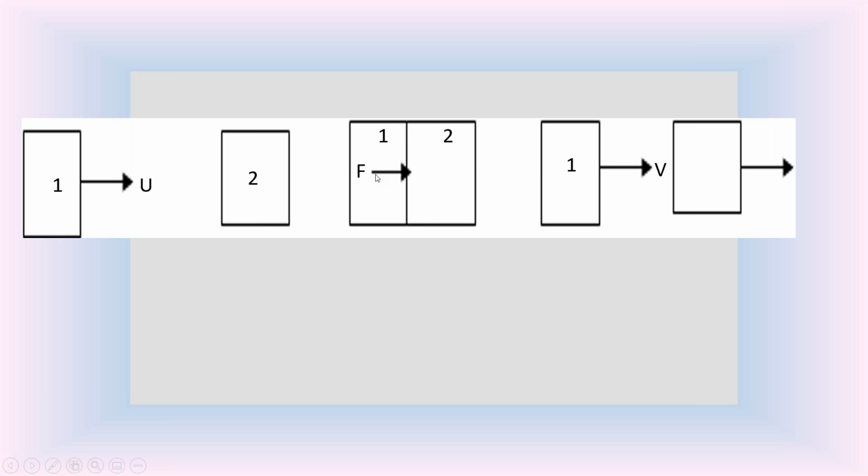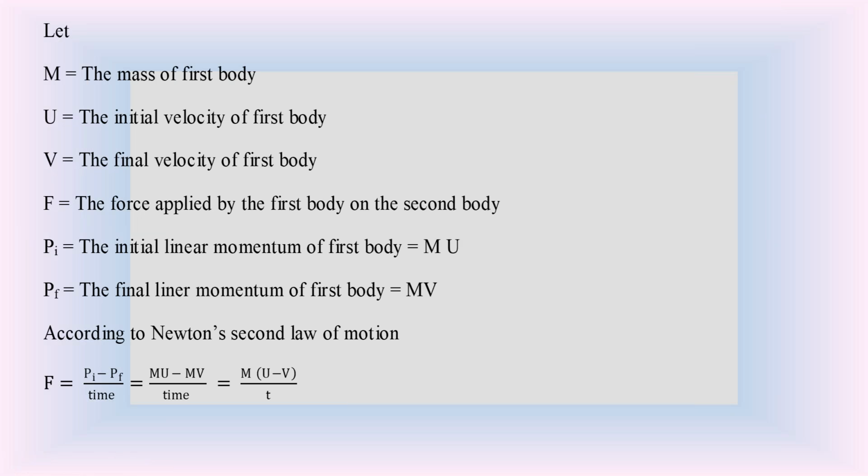F is the force exerted by the first body on the second body. If m is the mass of the first body, here the initial velocity, the final velocity, and the force F all are acting in the same direction. Then apply Newton's second law. In this first diagram, take m as the mass of the first body, u as the initial velocity, v as the final velocity of the first body, and F as the force exerted by the first body on the second body.